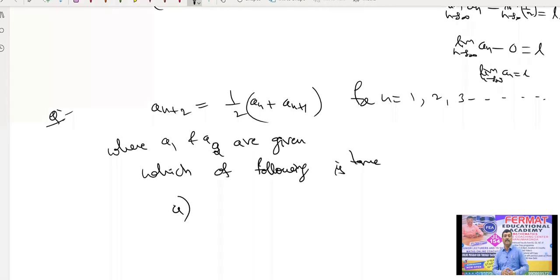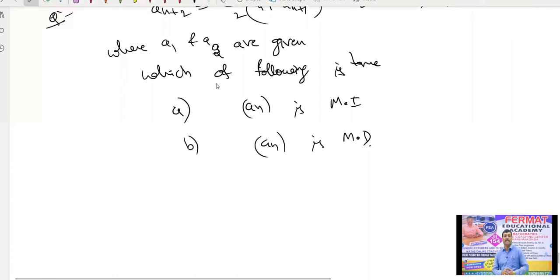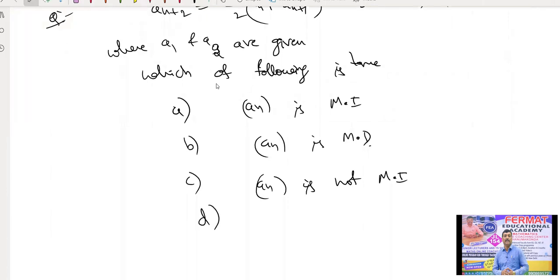First one: an is increasing. Second: an is decreasing. Third: an is not monotonically increasing. D: an is monotonically decreasing. Yeah, this is a very interesting problem. So tell me your opinion in the group chat box.